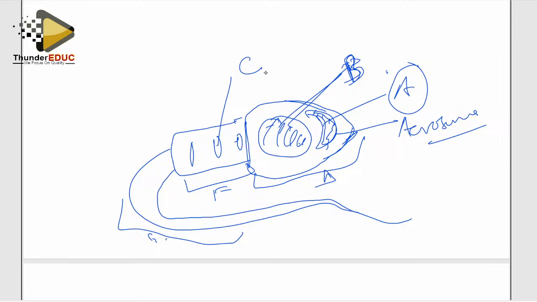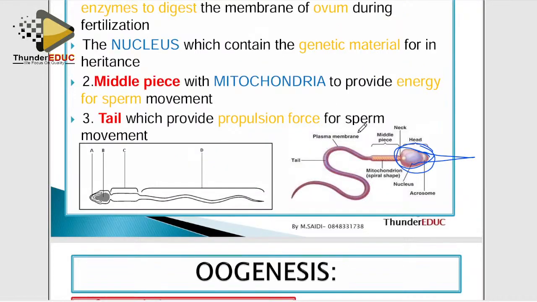Then C are the mitochondria. It's mitochondrion, and mitochondria if there are many. And then D is the whole thing, the head. F is the middle piece. And then G is the what? The tail. So we can ask you the adaptation of the sperm for fertilization, adaptation of the sperm for movement.